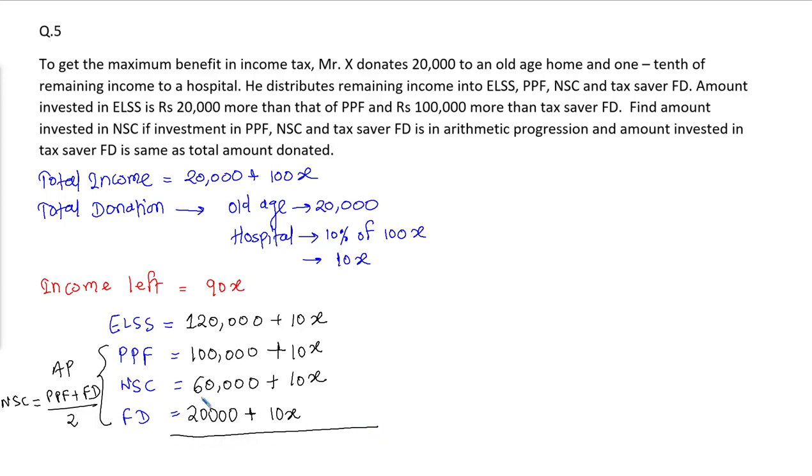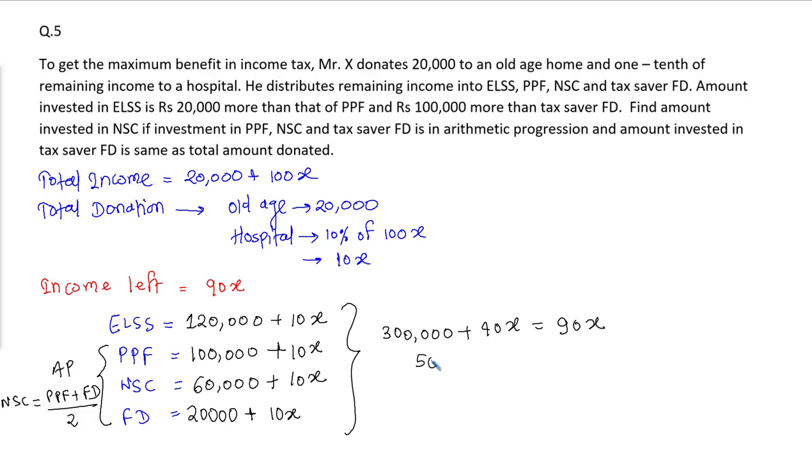Okay everyone, now after this, the total amount invested becomes how much in these 4 schemes? Let's do the addition of all these terms. The addition of all these terms is going to be how much? That is equal to 3 lakh plus 40x. Total amount invested is 90x. The total income left is 90x, that is equal to total amount invested in these 4 schemes.